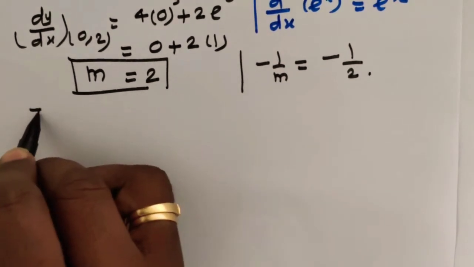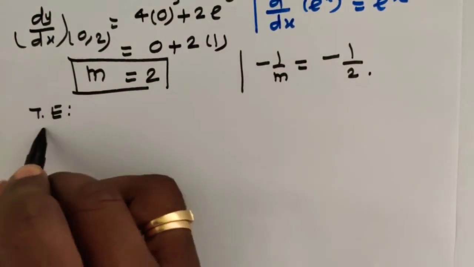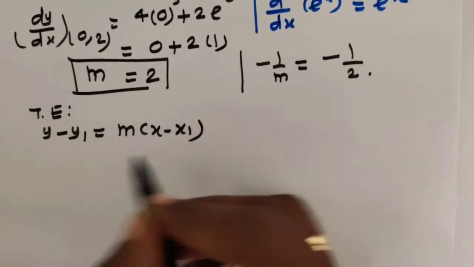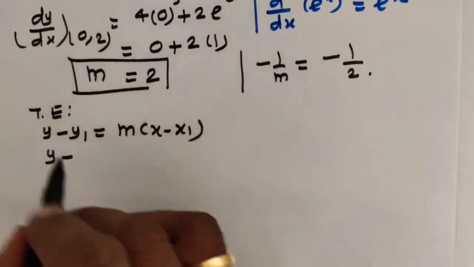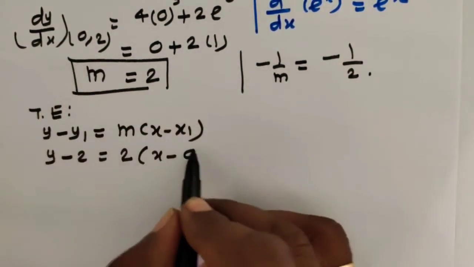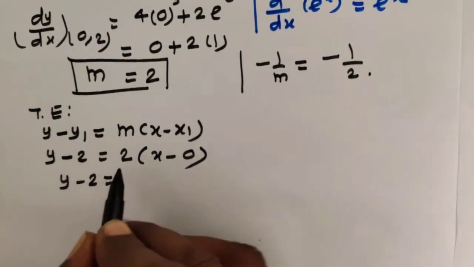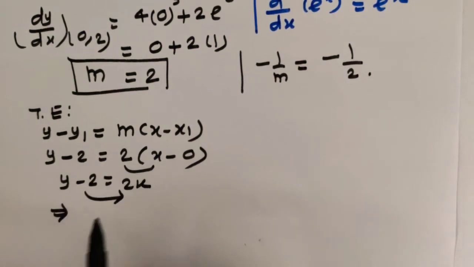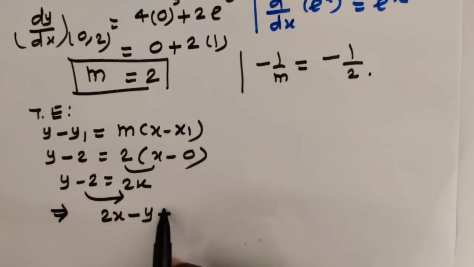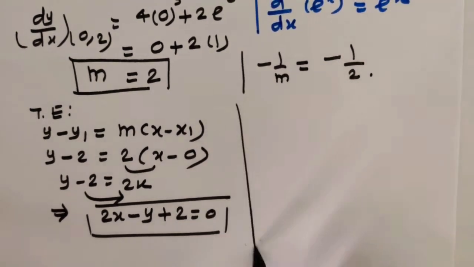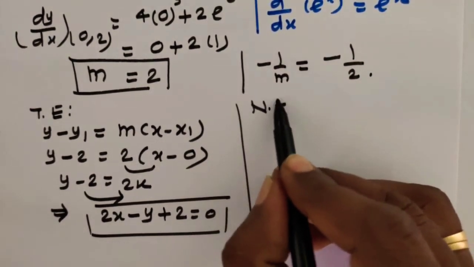Therefore tangent equation is y minus y1 is equal to m into x minus x1, y minus y1 is 2, which is equal to slope m is 2, x minus x1 is 0. So y minus 2 is equal to 2 into x, 2x, which implies bring this to the right, 2x plus y, to the right minus y, minus 2 to the right plus 2, which is equal to 0, which is the required tangent equation. And another one, normal equation.